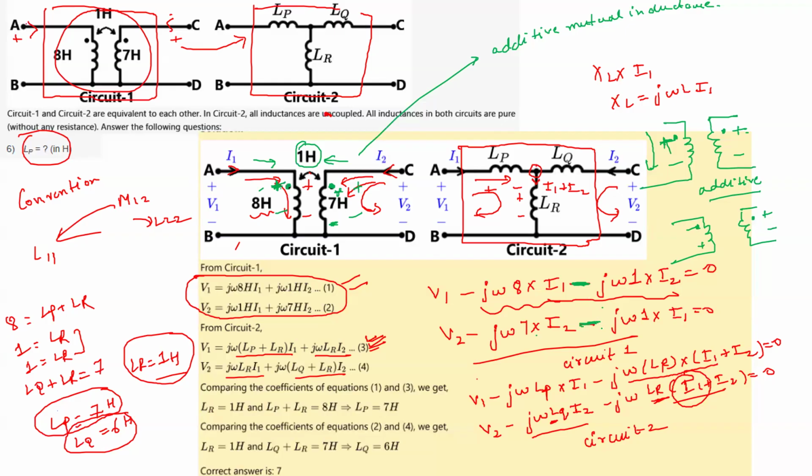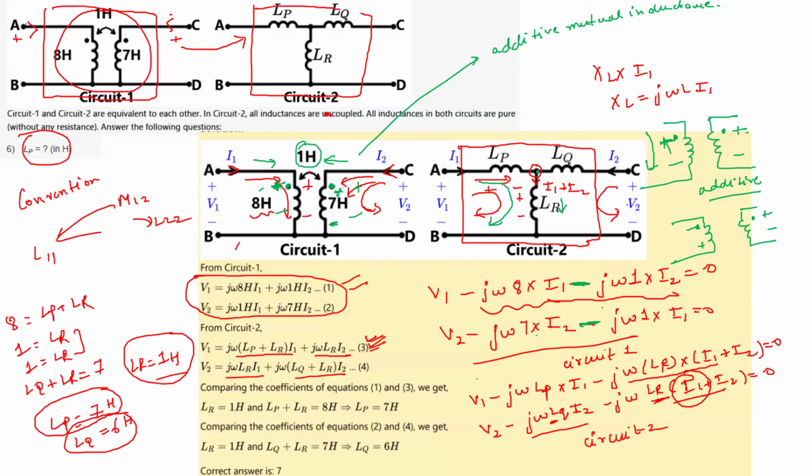That is why minus. So in this way, the two KVLs are written. Now for circuit 2, it is very simple. Circuit 2 is just straightforward, right? Because V1 minus LP minus j omega LP I1. So this is the path. Minus j omega LP I1 and minus j omega LR into I1 plus I2. Because if I apply KCL here, this LR will have I1 plus I2 current.